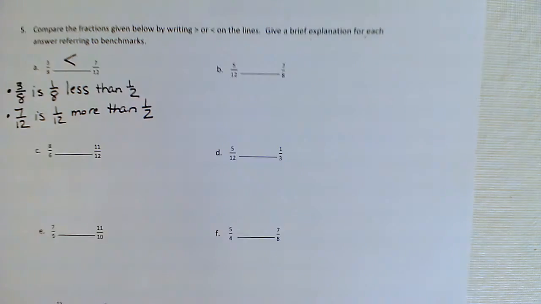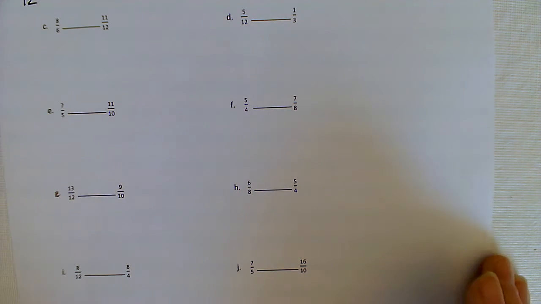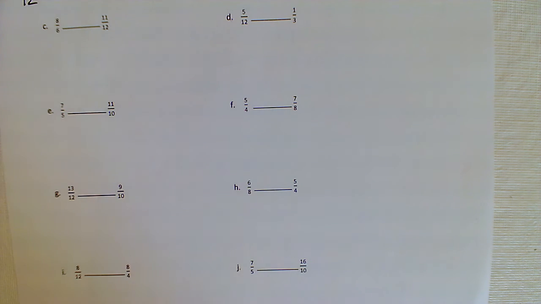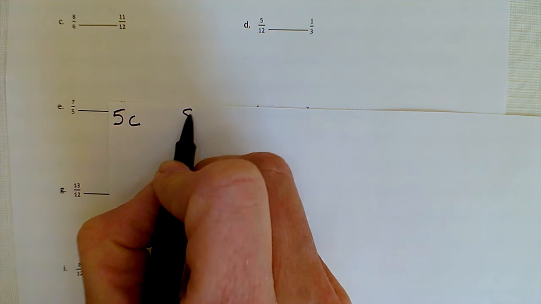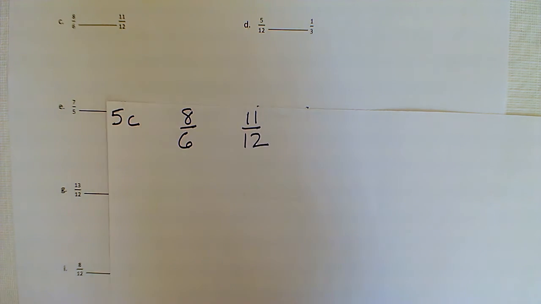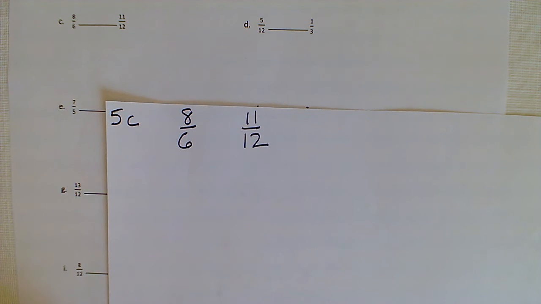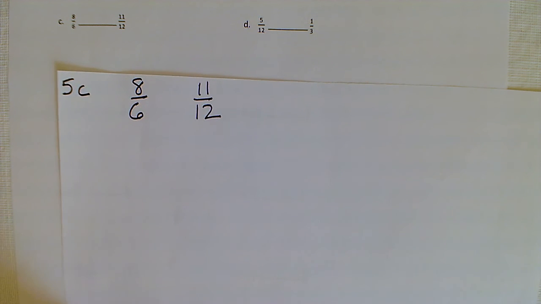So let's take a look at C. I'll move this up a little. So for problem C, you can see that we have 8/6 and we have 11/12. So I'm grabbing us a piece of paper. I hate using the paper, but I get too much glare off the whiteboard. So I'm going to be comparing, for 5C, 8/6 and 11/12. So if I'm comparing 8/6 and 11/12, how can I compare those?